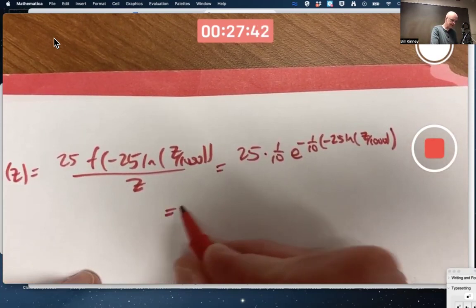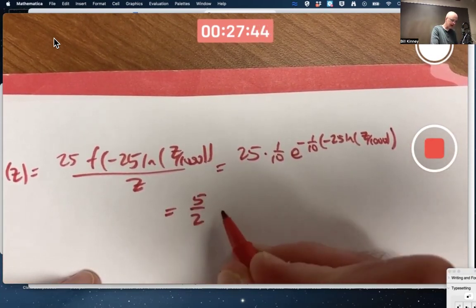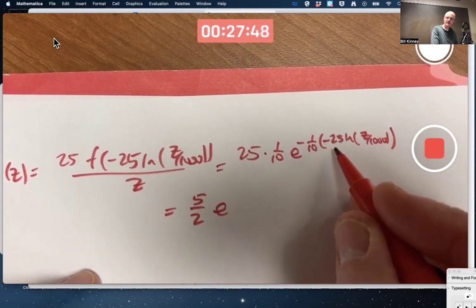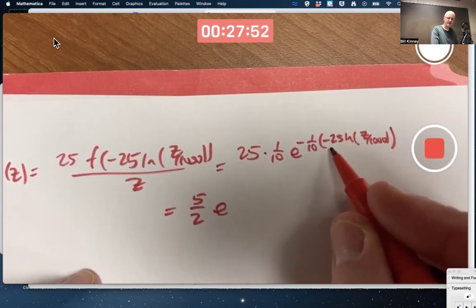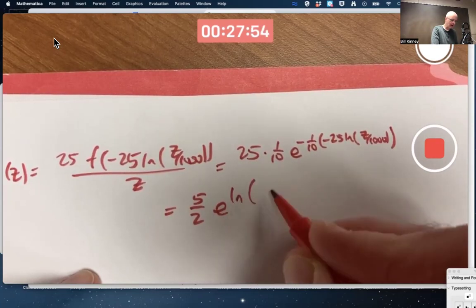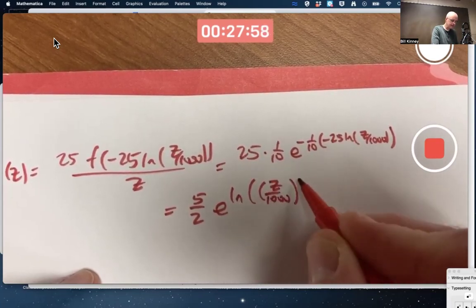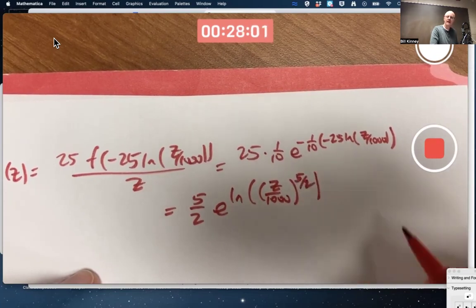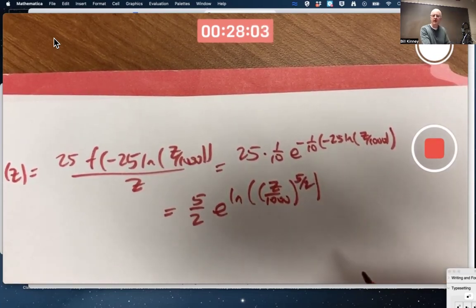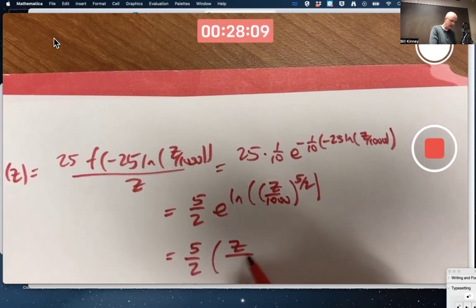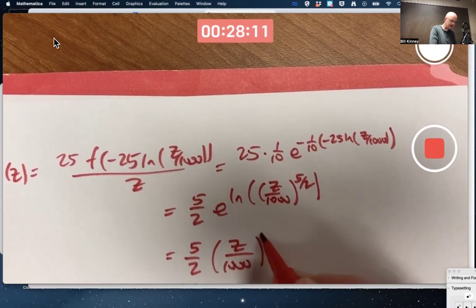25 over 10 simplifies to 5/2 or 2.5. -1/10 times 25 is also positive 5/2. In fact, that can be brought up into the power of the z over 1,000 by a property of logarithms. Then the e and the natural log are inverse functions, so they cancel. You get 5/2, z over 1,000 all to the 5/2.